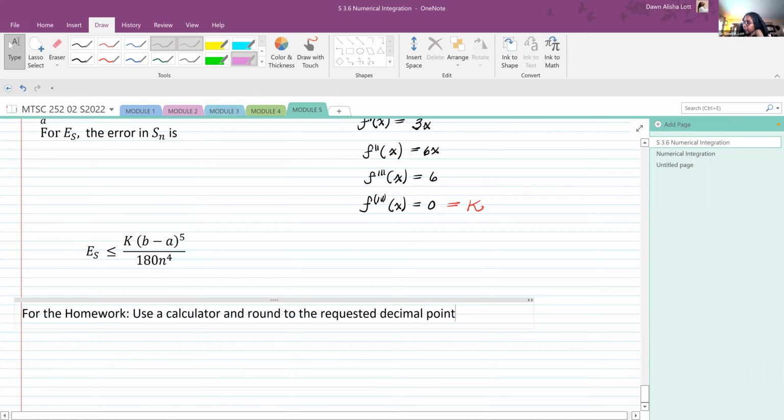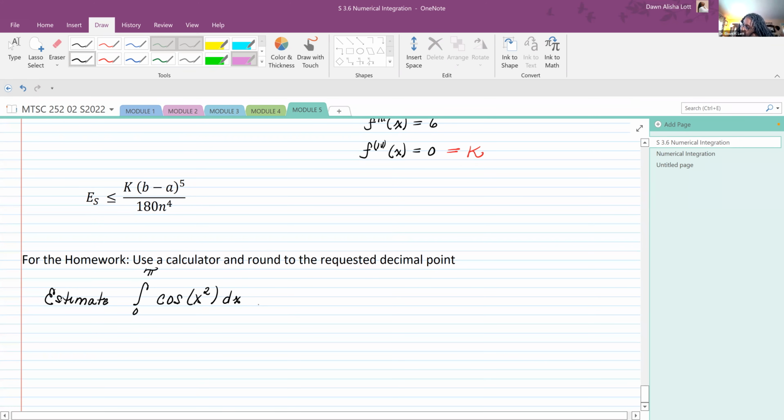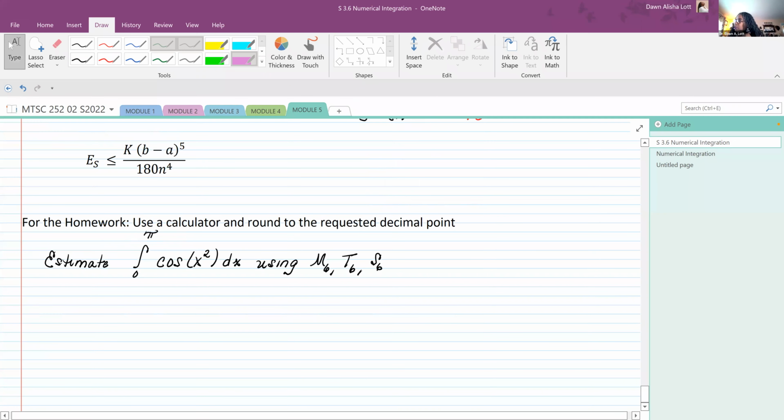so on the homework, you're going to get something like: estimate the integral from 0 to pi of cosine of x squared dx. And so using, let's say, M6, T6, and F6. So that means you're going to need to take the interval from 0 to pi.